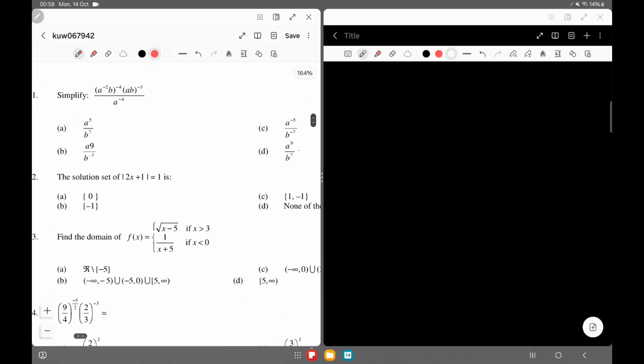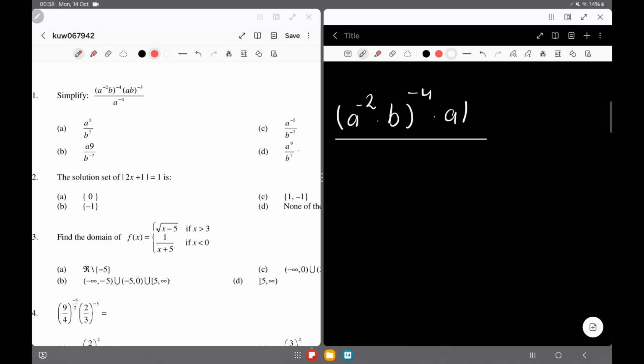So the first question, simplify this one. We will write it down. (a to the power of negative 2 times b) all to the power of negative 4, times (ab) all to the power of negative 3, over a to the power of negative 4.